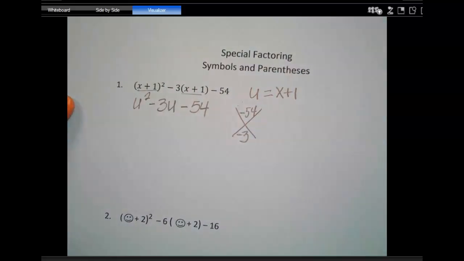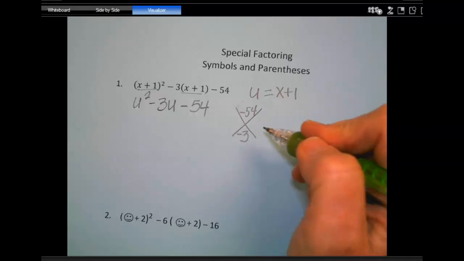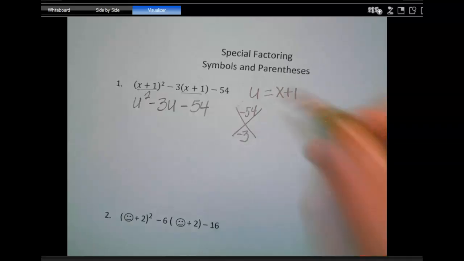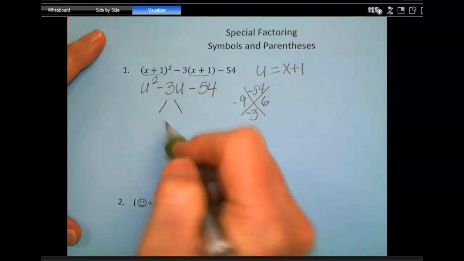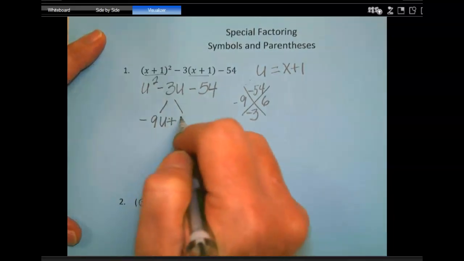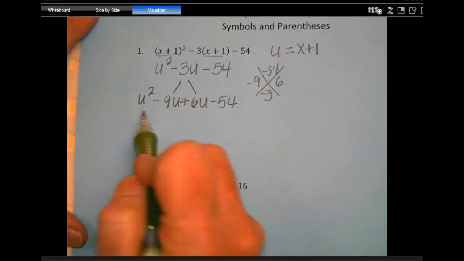And so what factors multiply to negative 54 but add to negative 3? Y'all figured out. Thank you. And which one is going to be... so he said 6 and 9, which is correct, but I need a negative 3. We're going to have negative 9 and positive 6. So here is going to be the negative 9u plus 6u. So now we can go ahead and split.